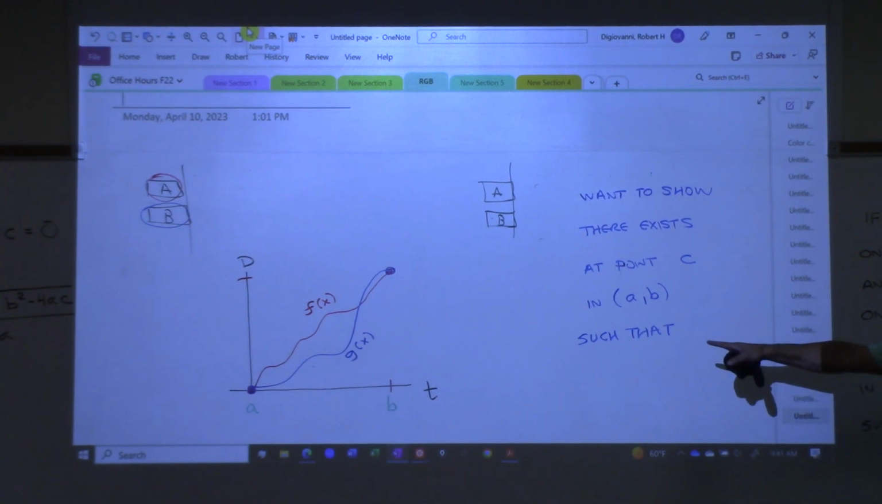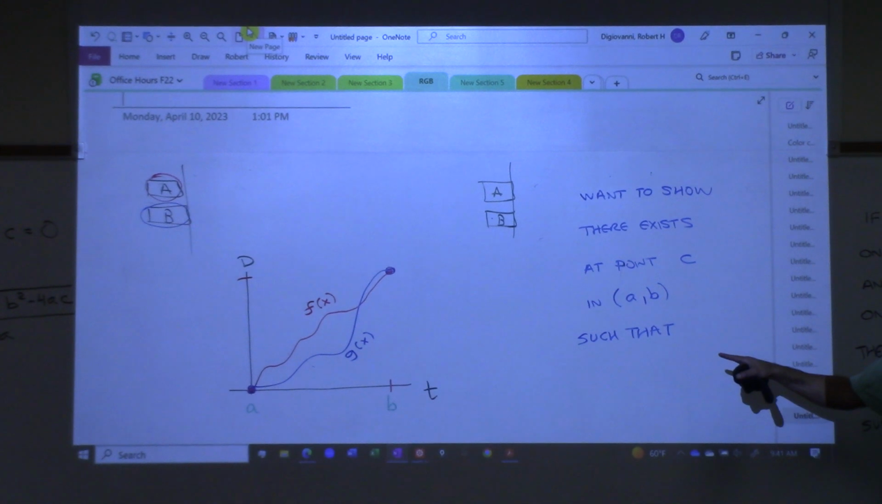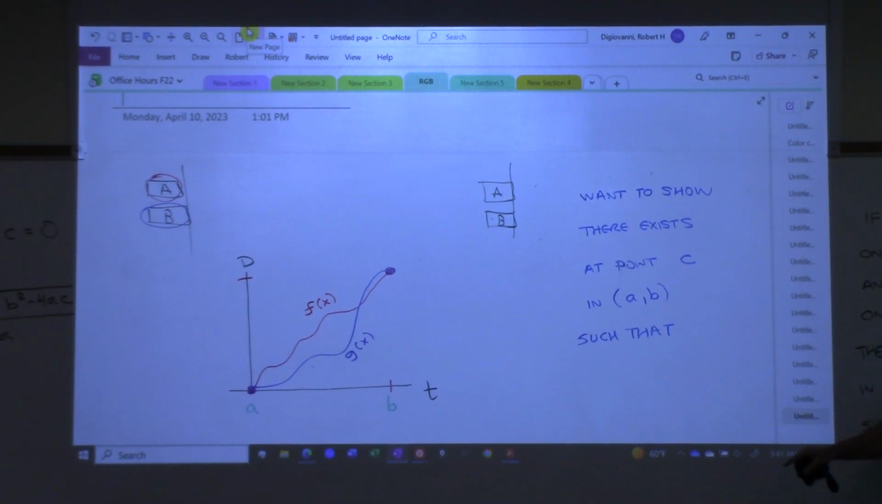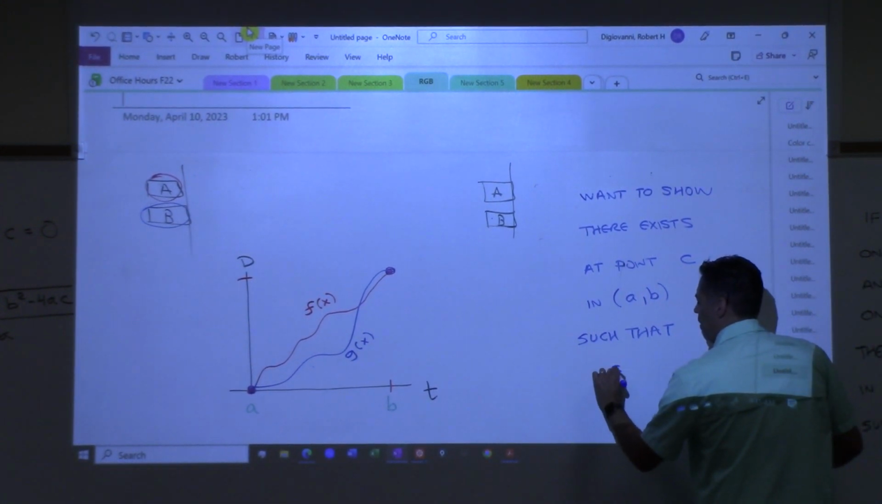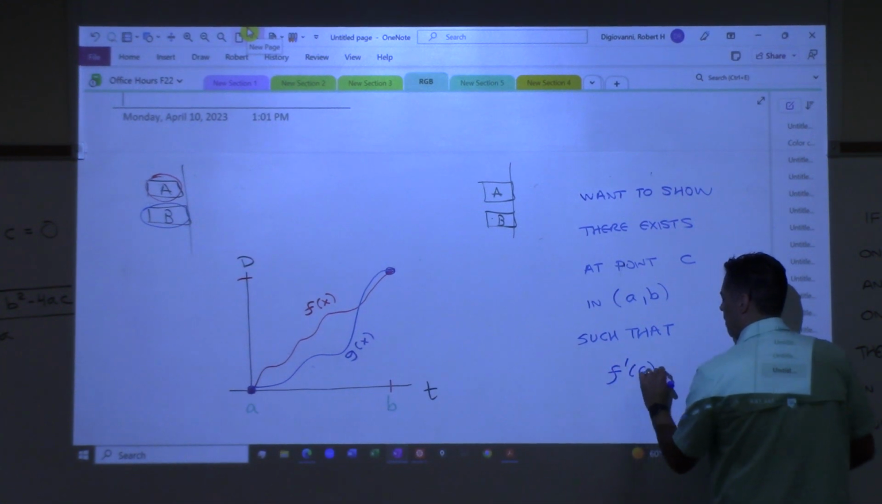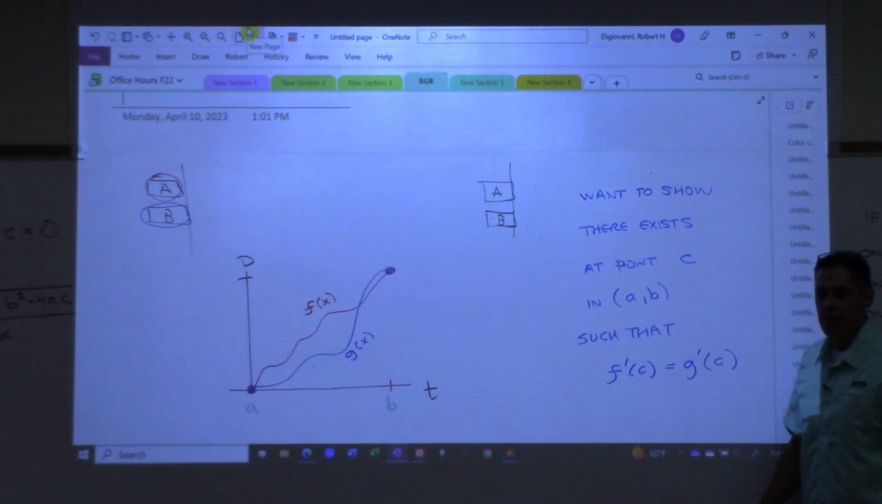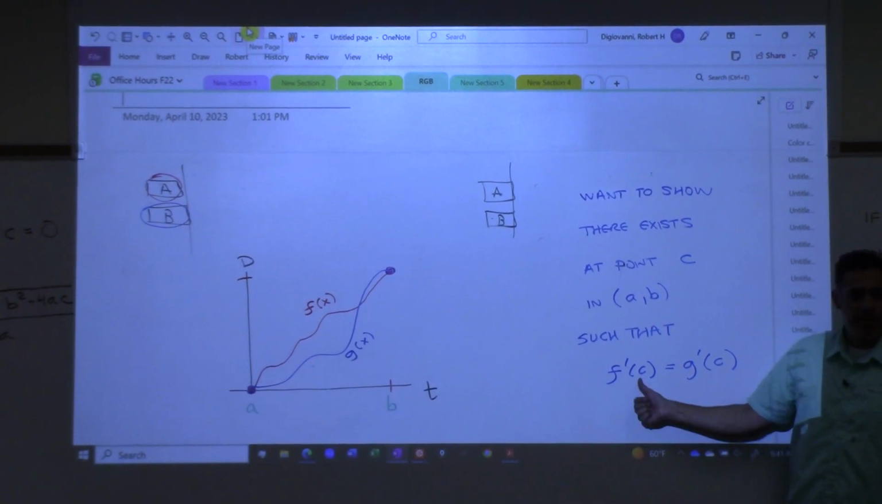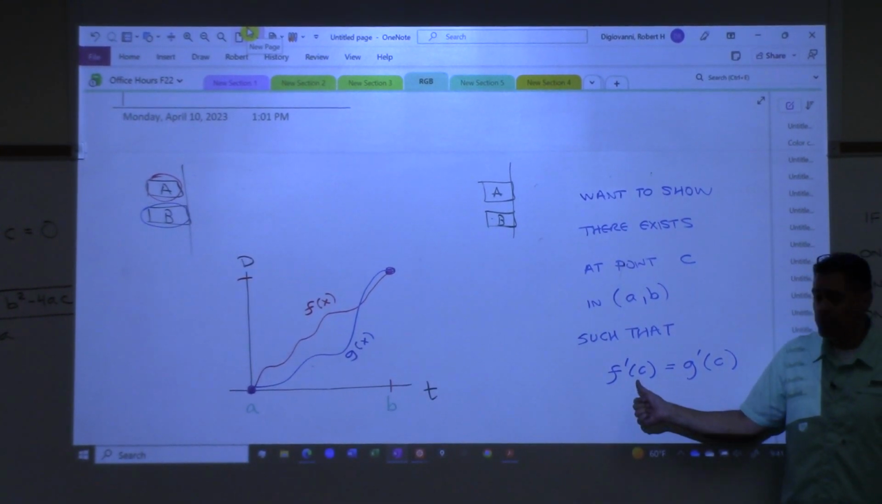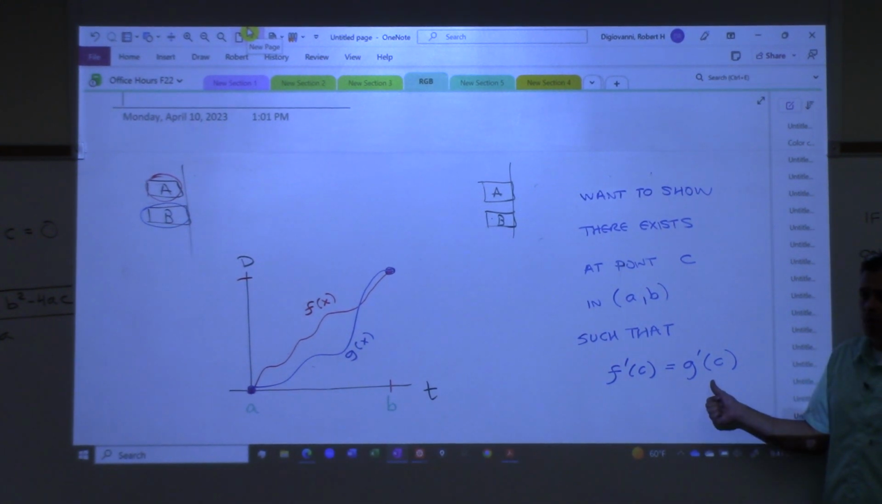The speed of the red one is equal to the speed of the blue one, right? That means the derivative of the f function at c is equal to the derivative of the g function at c, right? Do you all agree this is the speed of car A at c? Do you all agree that this is the speed of car B at c? I need to somehow prove to you that this is true.